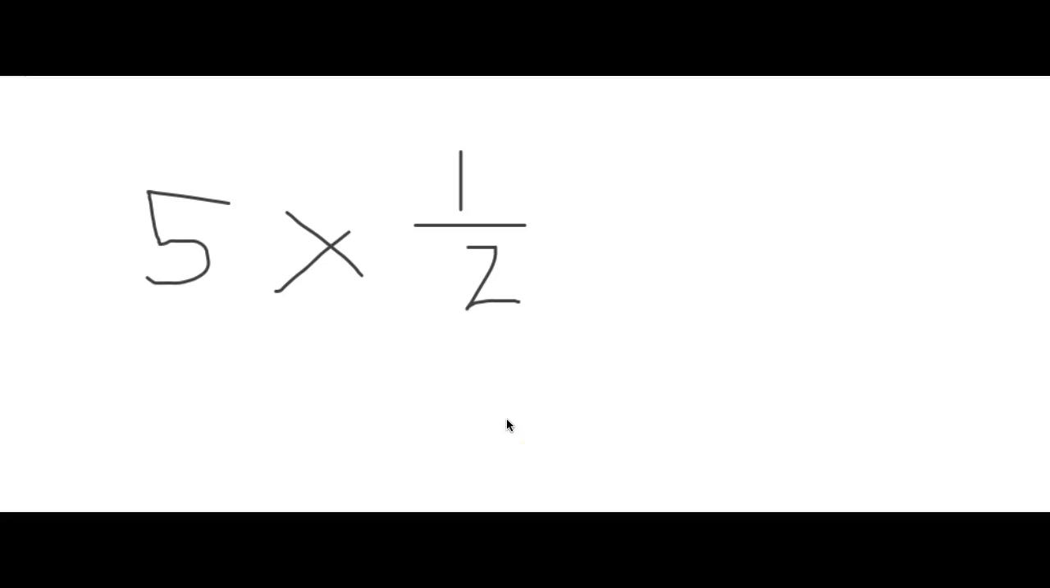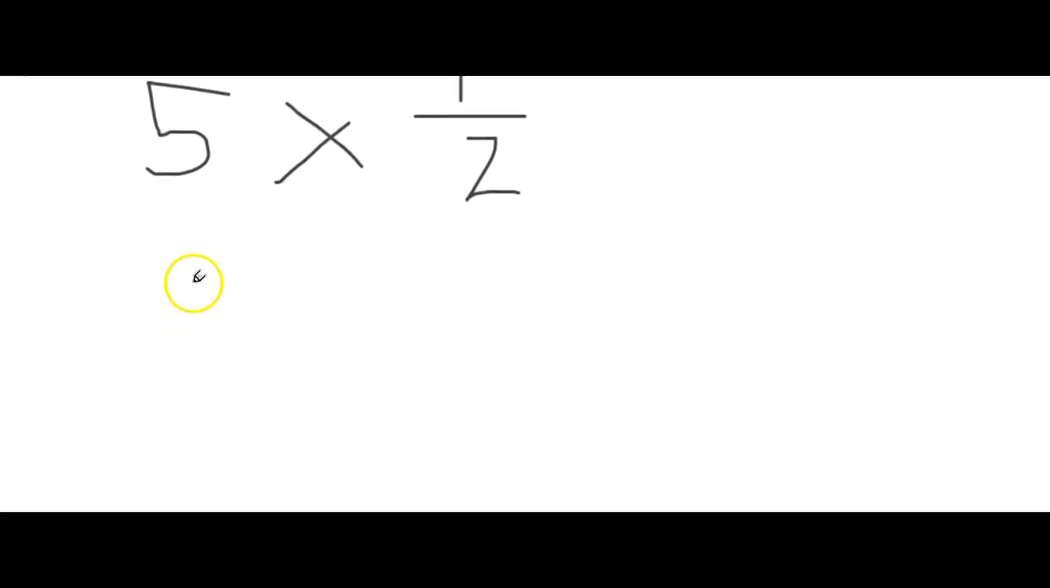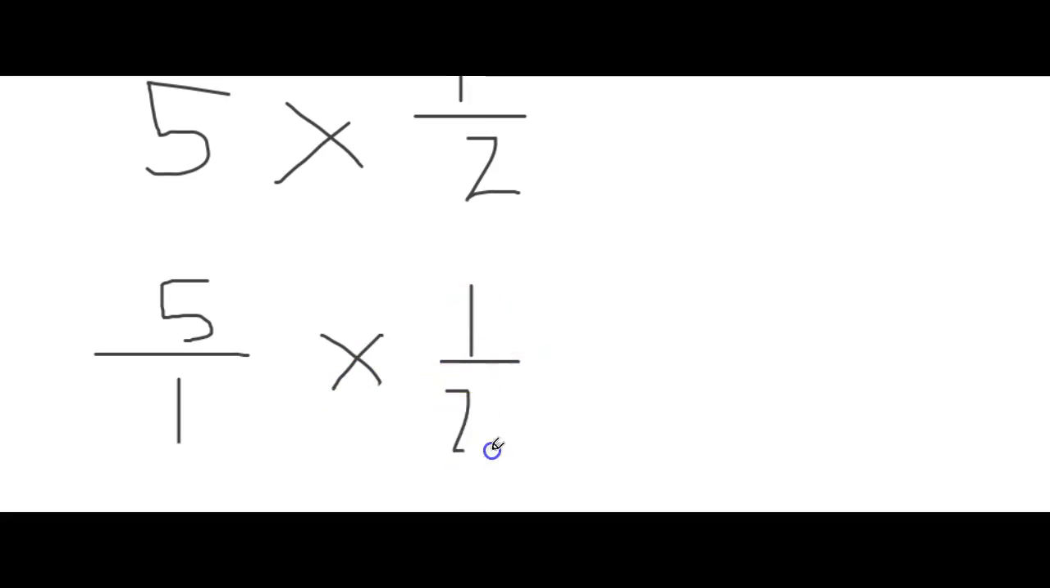So when we multiply a whole number times a fraction, this is what you do. You take the whole number and you basically turn it into a fraction. How do you make 5 a fraction? It's basically 5 over 1. Okay, and now we're going to multiply that by 1/2. All right, so now we have a fraction times a fraction. Now remember, when you multiply a fraction times a fraction, you just multiply directly across.